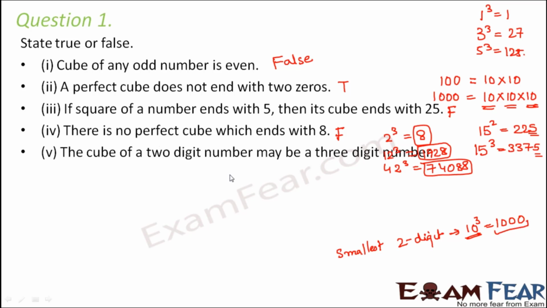So the cube of a 2-digit number can never be a 3-digit number, because below 10 you do not have any 2-digit number. If 10's cube itself is 1000, which is a 4-digit number, then for greater 2-digit numbers, the number of digits will also be more, they will not be less. So this statement is false.